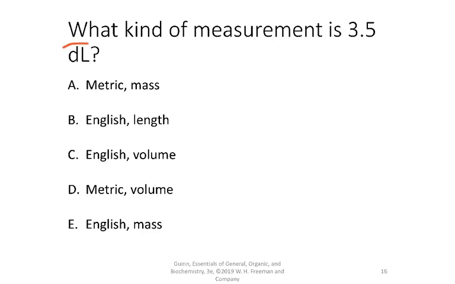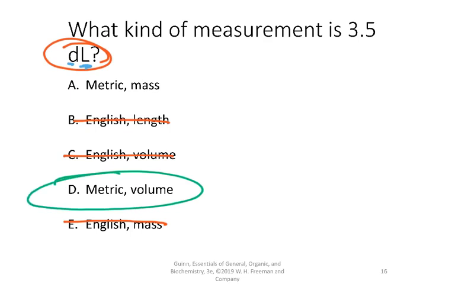Okay, so the key here is just looking at dL. And the little d tells us right away we're talking metric system. Even if you don't remember what that is, it's deci, by the way, but even if you don't remember that, you know that it's not one of these, right? So then what's left is it mass or is it volume? And so the d in the front tells us that it's metric, and then the L we have to recognize as liters, and that's a volume unit.